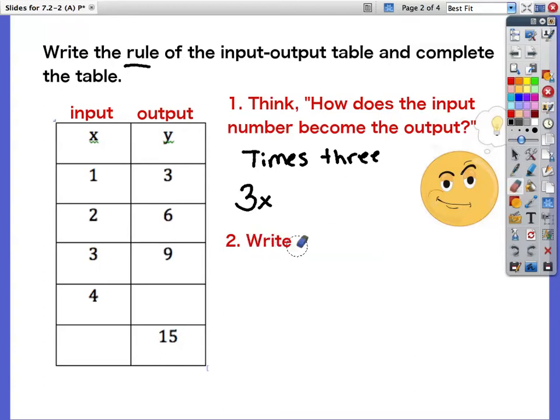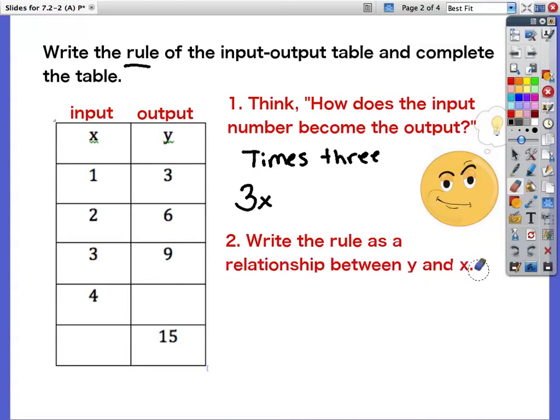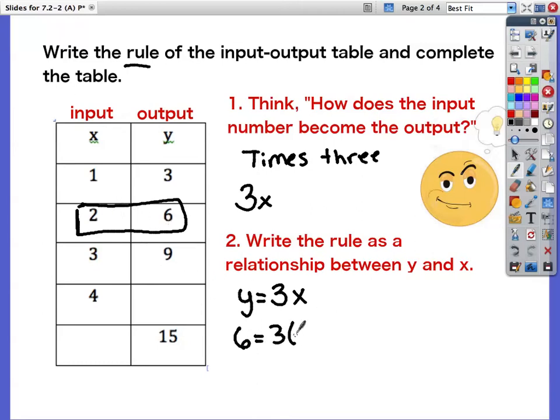Let me explain that in a little more detail. Here's the real algebra part. It says, write the rule as a relationship between y and x. Okay. So to show this relationship, we have to say that y equals, so this number y, and let's do 2 and 6 as an example here. This number y equals 3 times whatever the x number is. So let's test it out. 6 equals 3 times 2, because that was our x number. So 6 equals 6. It works. So this is one algebraic way of writing 3 times the input.